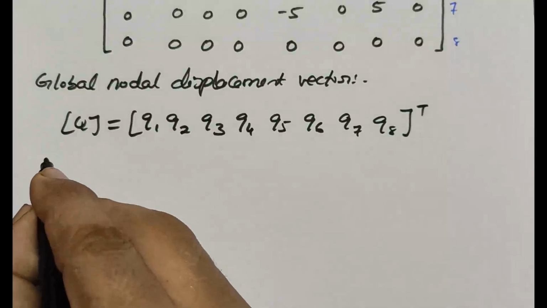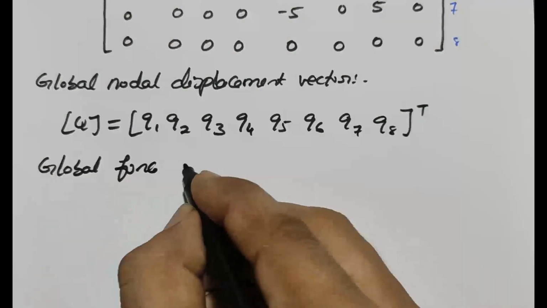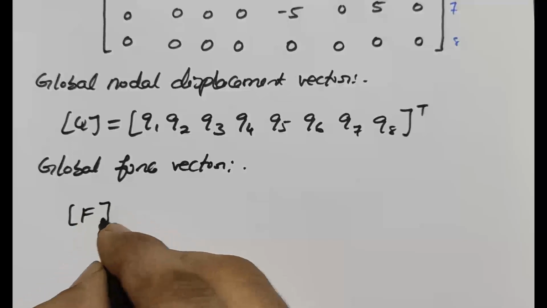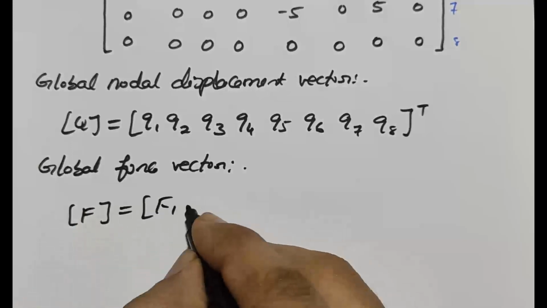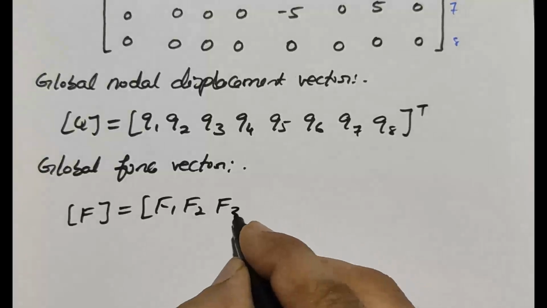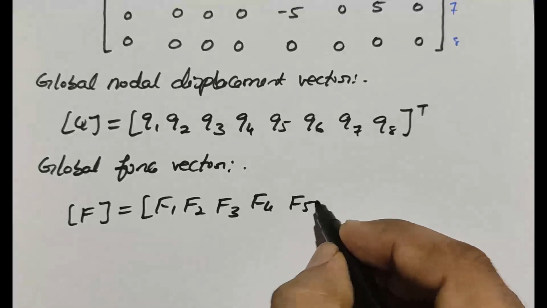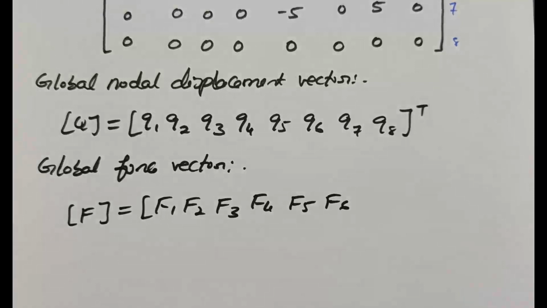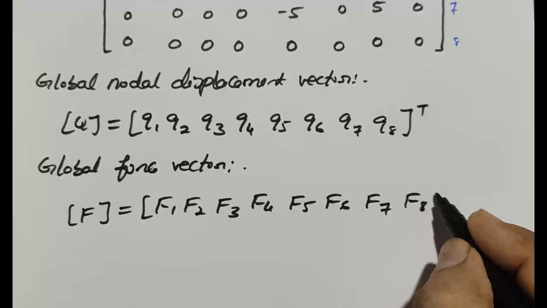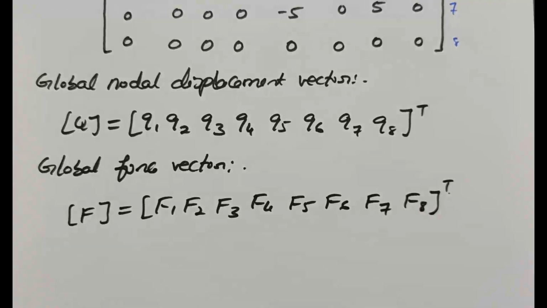Next we need the global force vector or global load vector, that is F is equal to F1, F2 applied load at node number 1, F3, F4 load at node number 2, F5, F6 nodal force at node number 3, F7, F8 nodal force at node number 4, transpose. This is the global force vector.